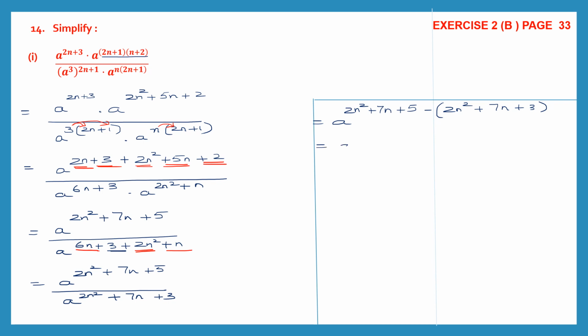So now this is going to be a raised to the power of 2n square plus 7n plus 5 minus 2n square minus 7n minus 3. So now here let's see if we can cancel something. So we have 2n square and minus 2n square cancel. We have 7n and minus 7n cancel. Now here we have plus 5 minus 3. So this is equal to a to the power of 5 minus 3. So this is finally a to the power of 2, which is our final answer. A to the power of 2 is our answer.